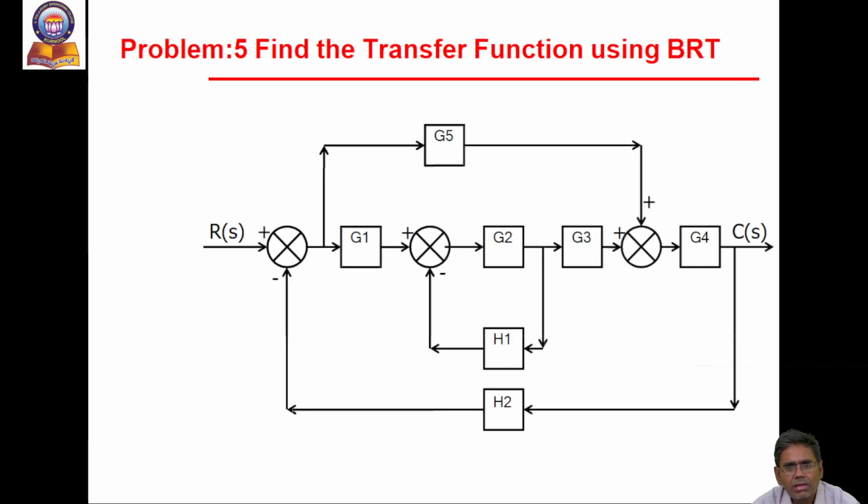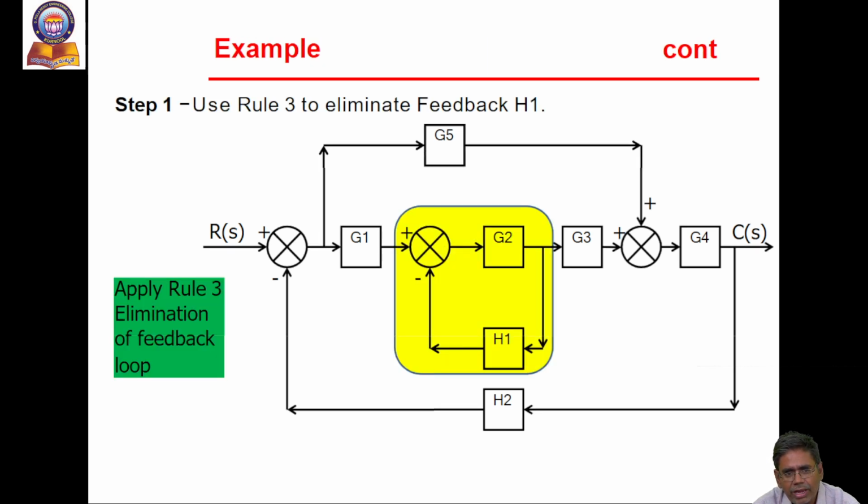Then find out the transfer function by using summing and takeoff points. Eliminate the internal feedback loop, G2 H1, then G2 divided by 1 plus G2 H1. To eliminate it, apply rule 1 for elimination of inner feedback.